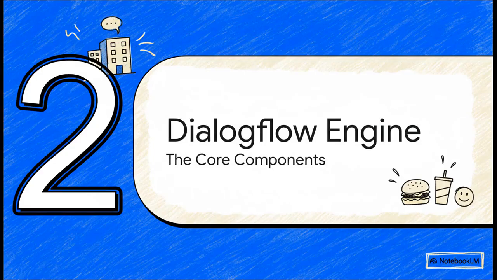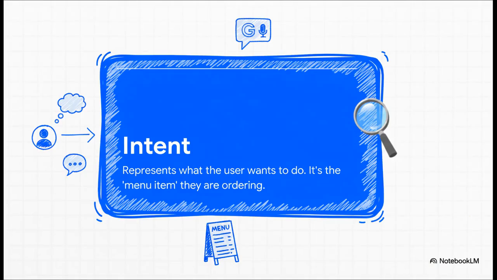Okay, so let's pop the hood and look inside the Dialogflow engine. We're going to stick with our restaurant analogy here because it's a great way to understand the 3 core components that make this whole thing work. First up, and this is the most important concept, is the intent. An intent is just a fancy word for what the user wants to do. In our restaurant, it's the menu item they're ordering. So you'd create an intent called book a table, and then you train it with all the different ways a person might ask for that, like, I need a reservation for 2, or can I get a table for tonight?